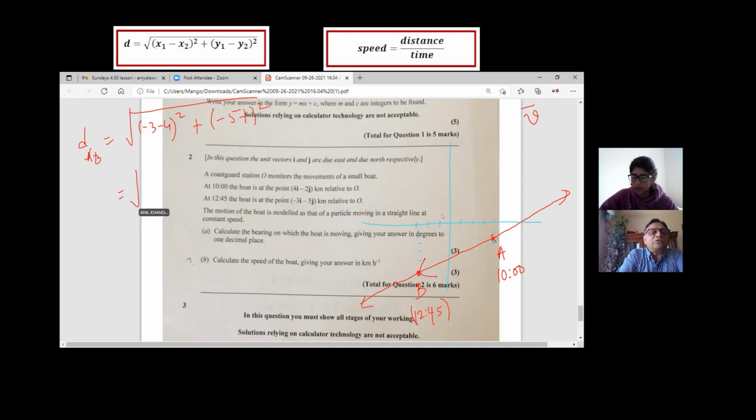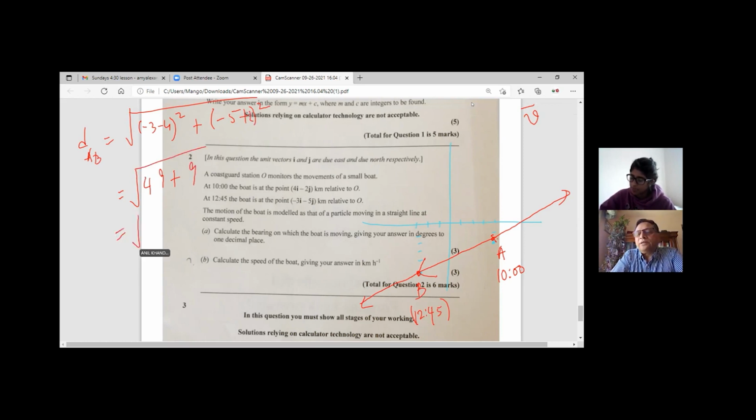Yeah. So 7 squared is 49 plus (-3) squared, which is 9, right? So you can use your calculator to find this distance, because we need to give this distance to the board, giving your answer in kilometers per hour, right?